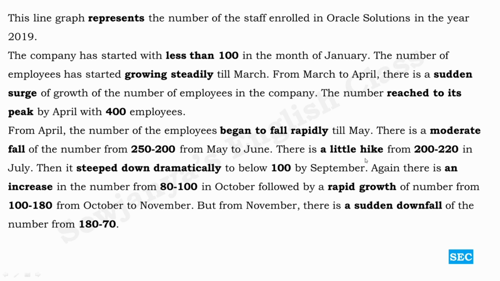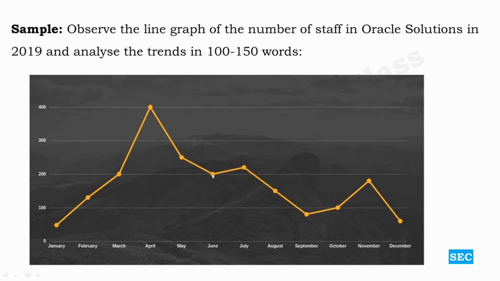There is a little hike from 200 to 220 in July. A little, in the sense only 20 numbers approximately. So a little we have said. There is a little hike from 200 to 220 in the month of July. It will be approximately 220, but not more than that. If this particular point is 250, it can be 220. So 20 numbers of rise, a little hike we can see here.